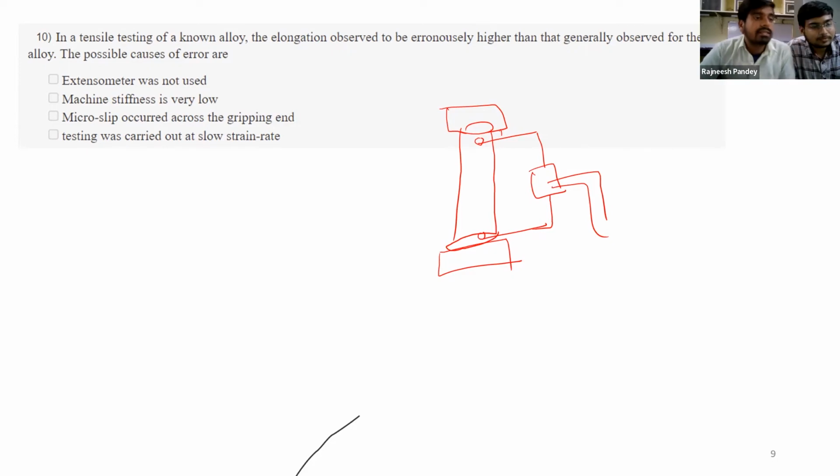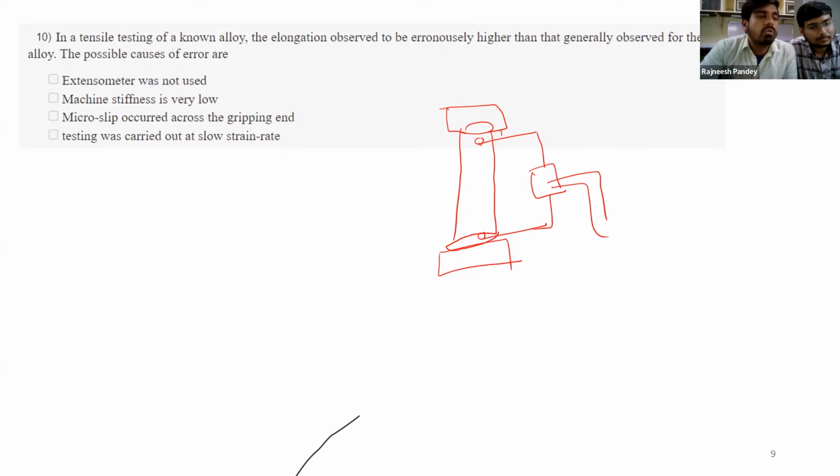Now the fourth option is testing was carried out at slow strain rate. Basically, this question is all about the testing point of view, the machine point of view. So in the machine point of view, what are the errors that could be possible which are not in our control? Testing at a slow strain rate is in our control.